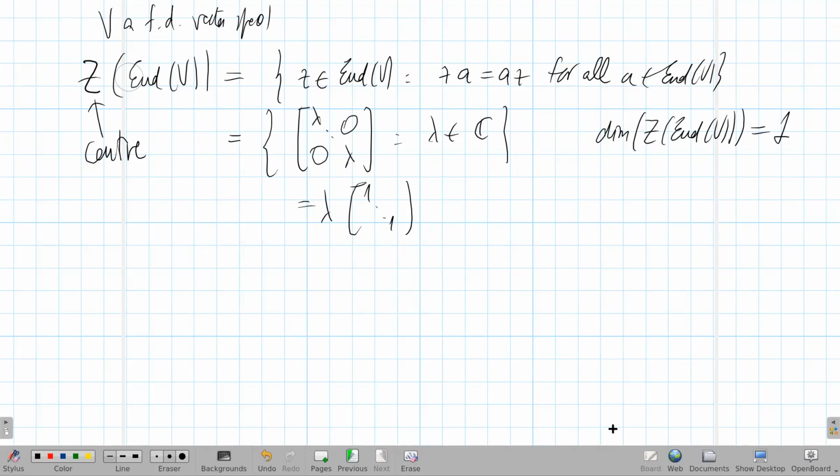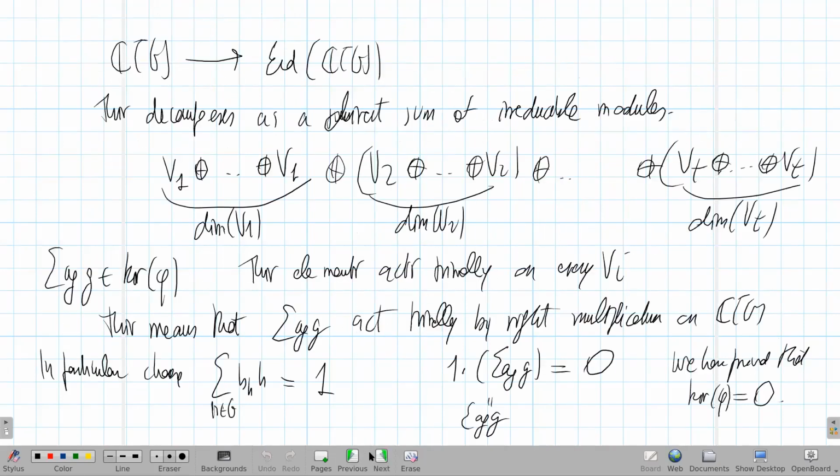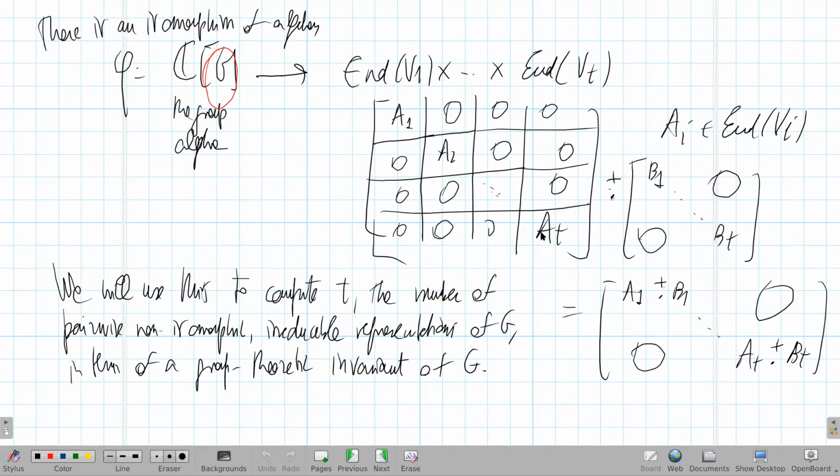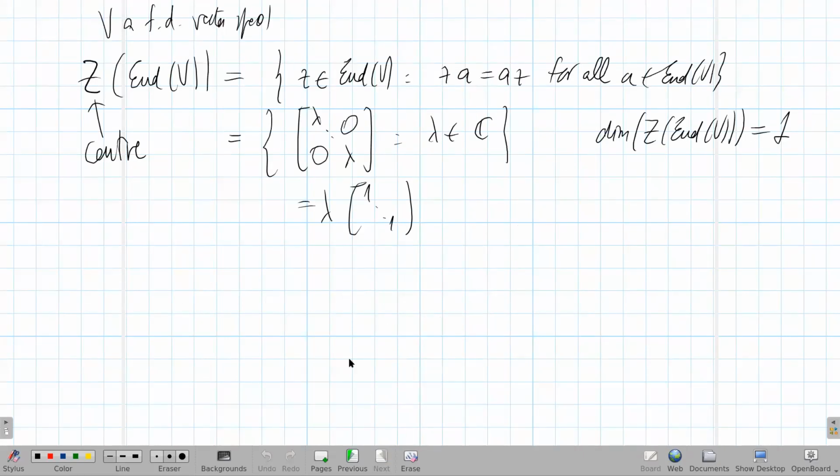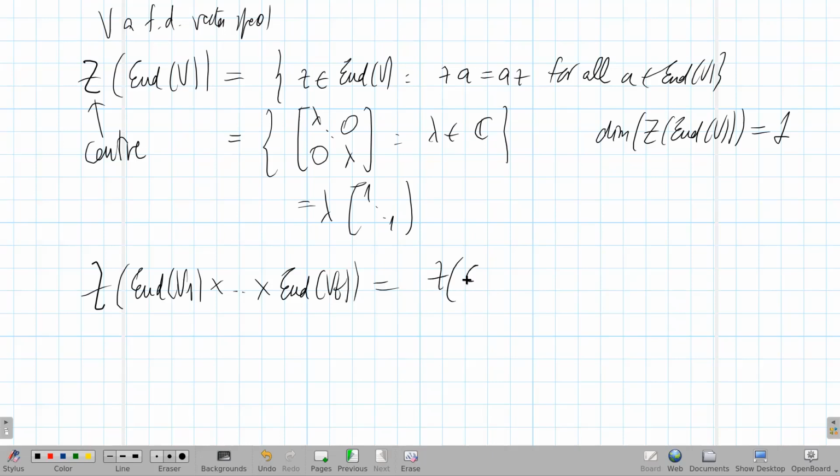Good. So this means that the dimension is quite easy, since the operations are by components here. It follows that the center of this is nothing else than the direct product of all the centers.